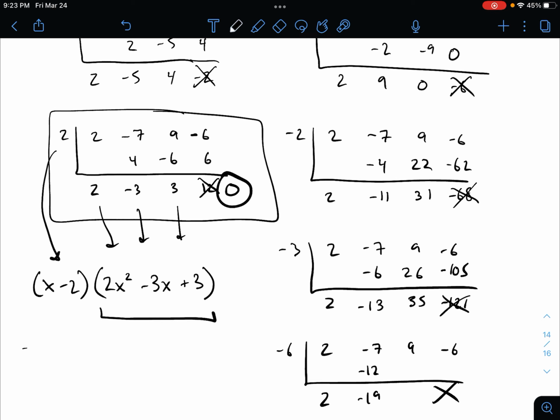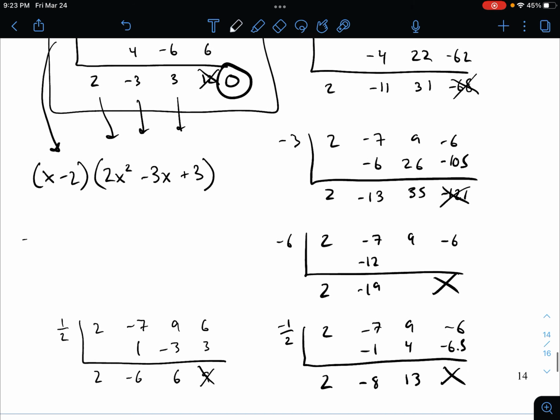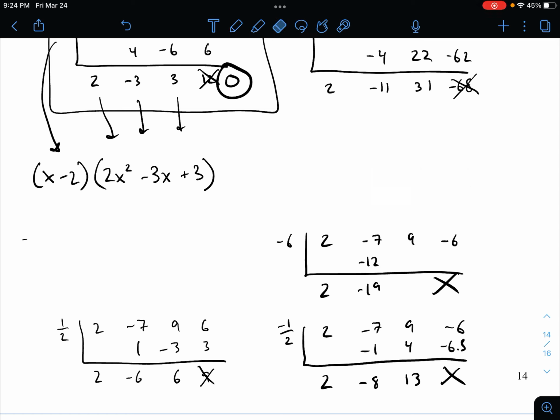So now I can look at this and I can try to factor this. So if I look, 2 times 3 is 6. So can I find two numbers that multiply to be 6 but add up to be negative 3? And I don't think we can, right? So because I can't factor this easily, I'm going to have to rely on the quadratic formula. All right, so I'm going to go ahead and do the quadratic formula on this.